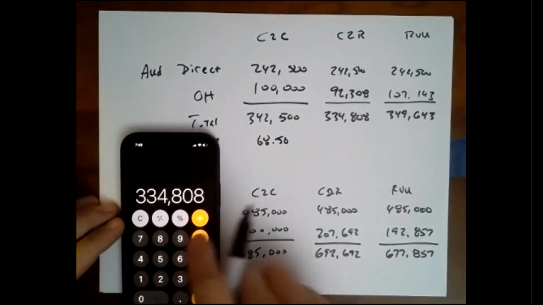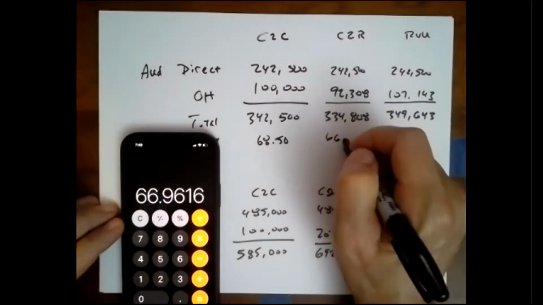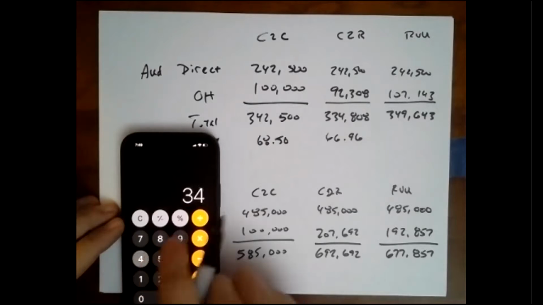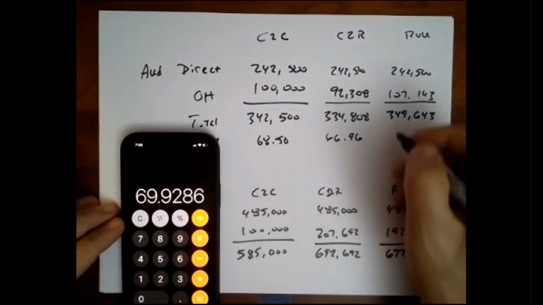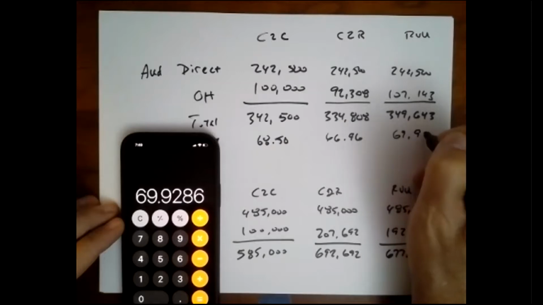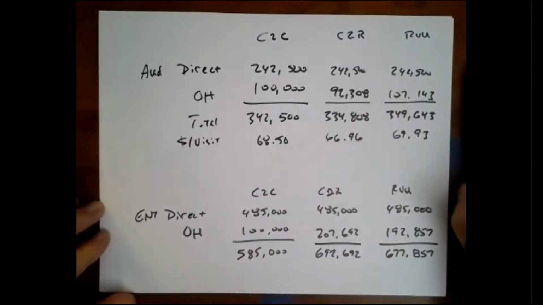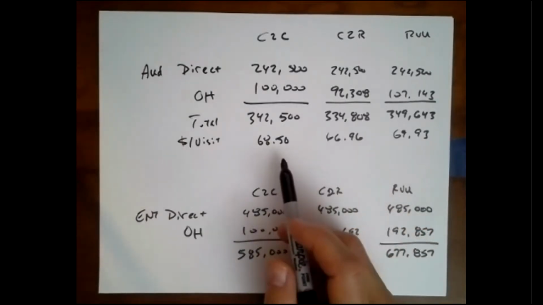334,808 divided by 5,000 gives us 66.96. And then 349,643 divided by 5,000 gives us 69.93 approximately. So this would be the full cost, the average full cost of providing an audiology visit.